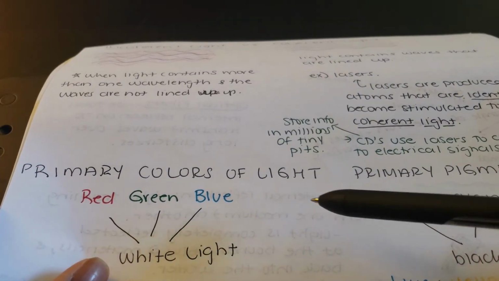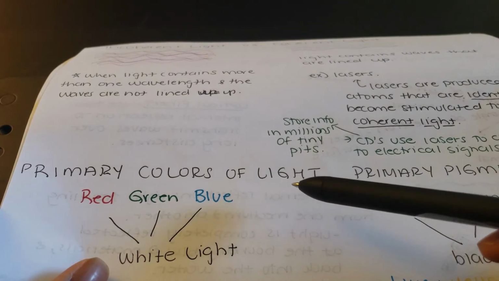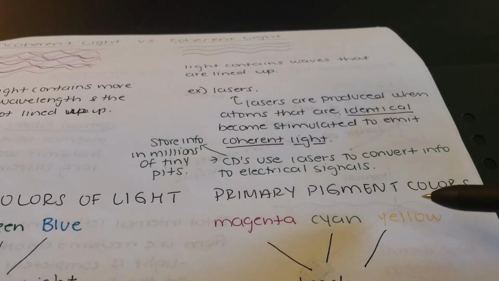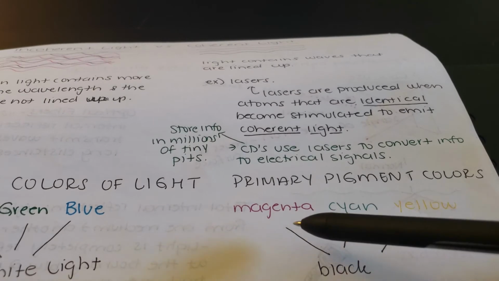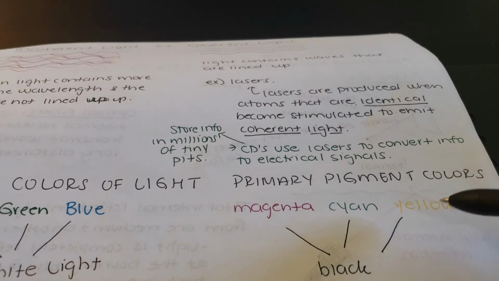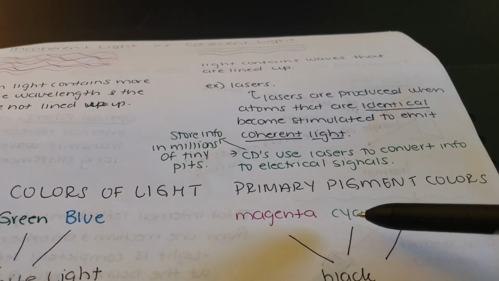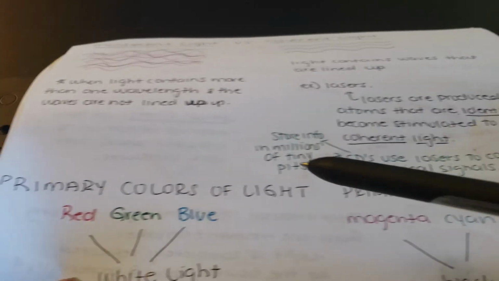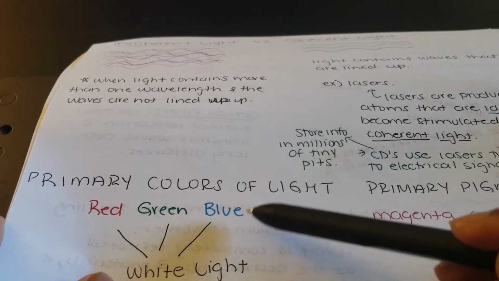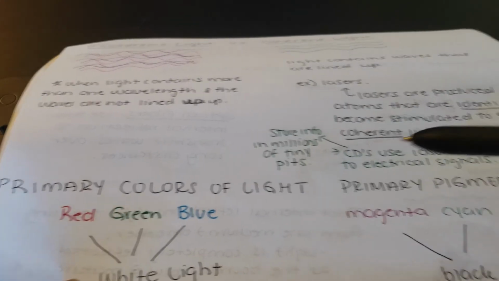So when you have a question, make sure you're focusing on whether it is primary colors of light or primary colors of pigment, and make sure you also know the difference: magenta, cyan, and yellow. Cyan's more of a bluish color, it kind of looks green on here. And then here you can just see it's red, green, and blue for light.